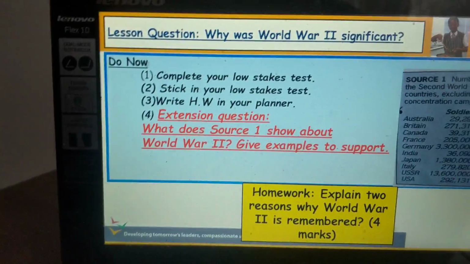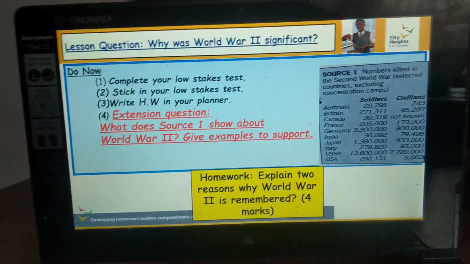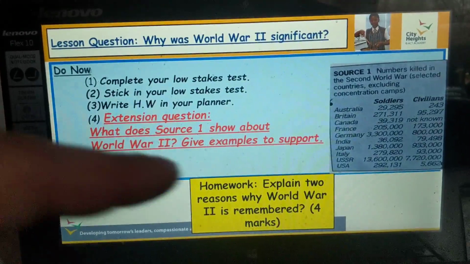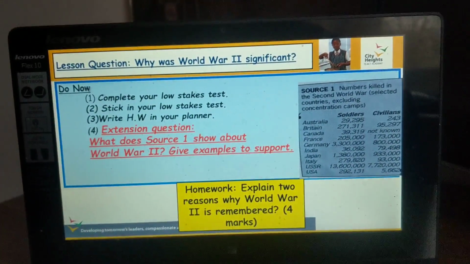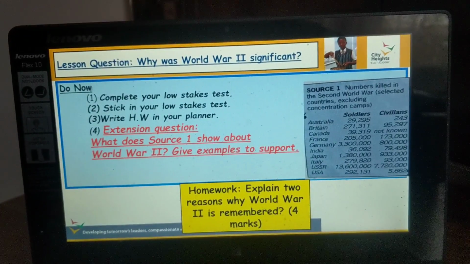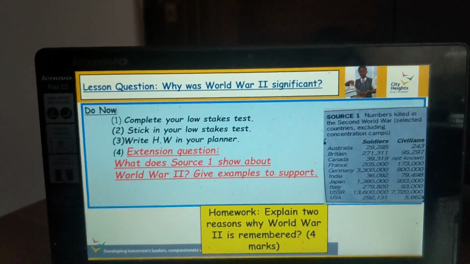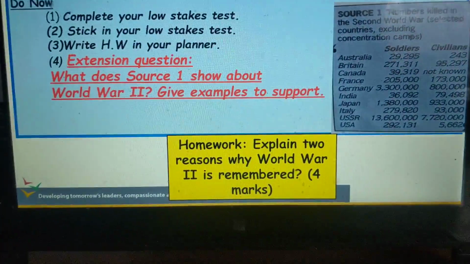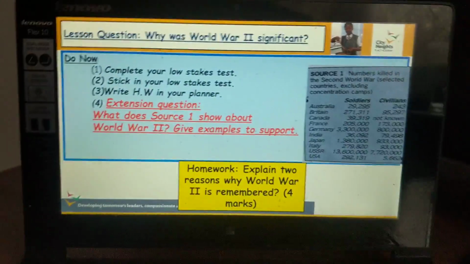The first thing I want you to do is write your homework in your planner, reminding yourself to complete it. It's due next Monday. The homework is at the bottom in the yellow box. The homework is: explain 2 reasons why World War II is remembered. It's a 4-mark question which requires you to give a 2-point and explain sentence response. So make sure you write your homework in your planner.